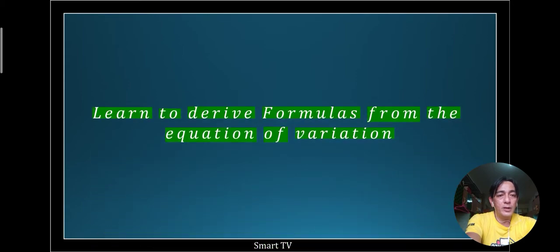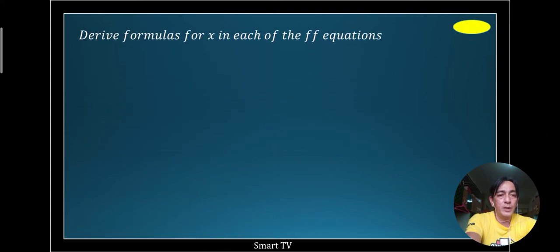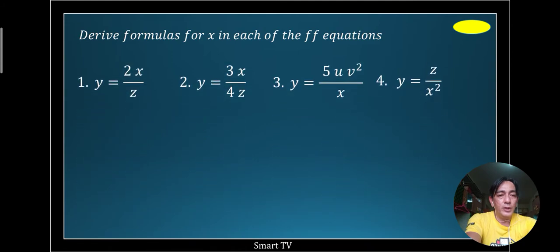So let us now learn to derive formulas from the equation of variation. Okay, so sometimes kasi ibang variables ang hinahanap, kailangan matutunan natin mag-derive ng formulas na nanggagaling din sa equation of variation. Suppose meron tayong mga equation of variation dito, 4. So let us derive formulas daw for x in each of the following equations. So number 1, y equals 2x over z.